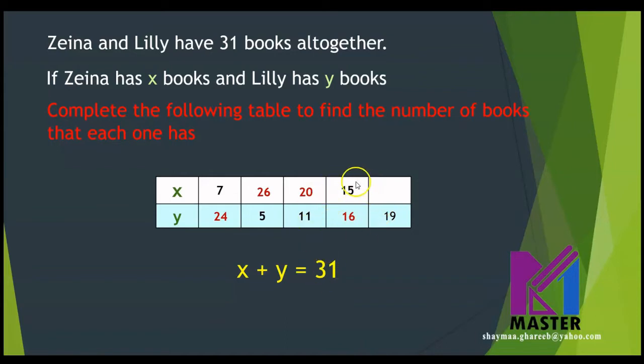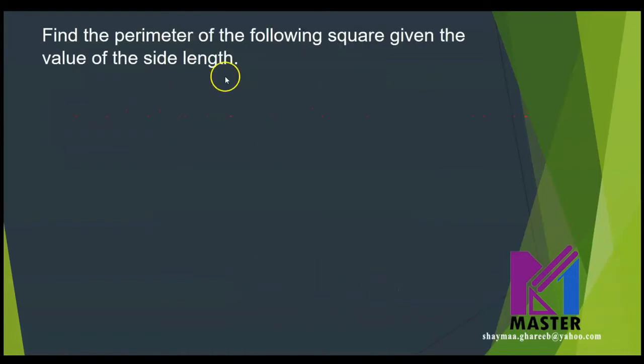Now, if X equals 15, then the Y equals 16. 15 plus 16 equals 31. What about the 19? 19 plus what equals 31? Yes, 19 plus 12 equals 31. So now I completed the table so that X plus Y always equals 31. Is this clear? Let's see another example.